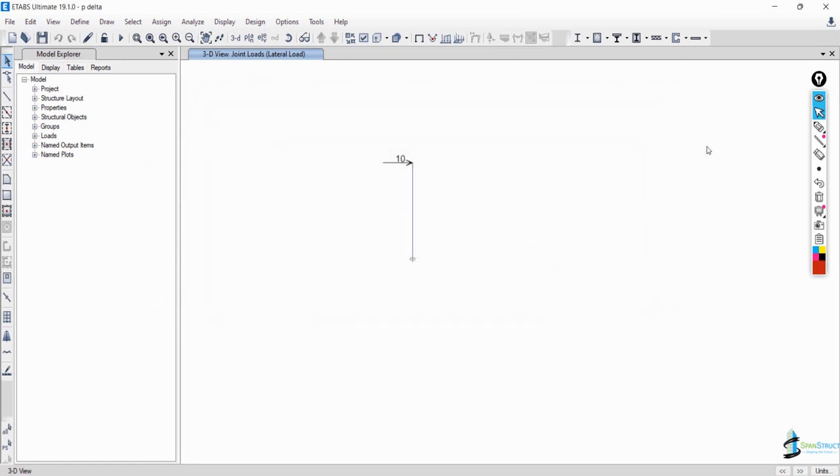Now only the load of 50 kilonewton is applied here in the form of gravity, and against the gravity we have applied a lateral load of 10 kilonewton. Now run the analysis. The analysis has been completed. Now let us look at the moment here.